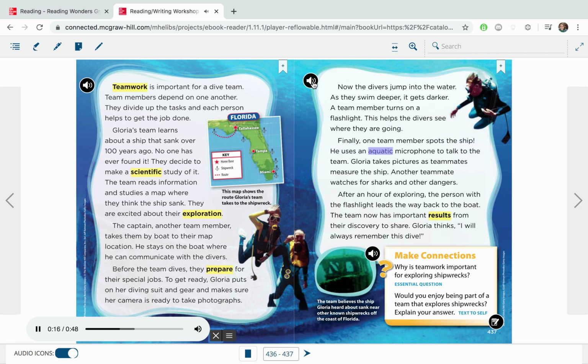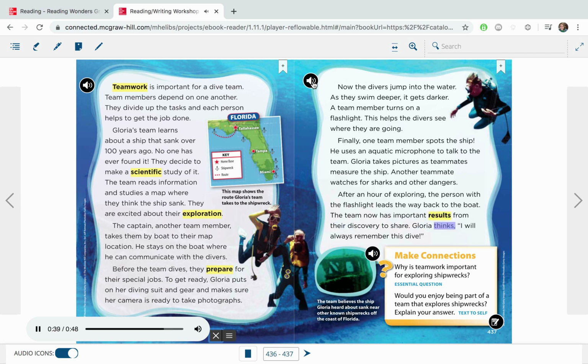He uses an aquatic microphone to talk to the team. Gloria takes pictures as teammates measure the ship. Another teammate watches for sharks and other dangers. After an hour of exploring, the person with the flashlight leads the way back to the boat. The team now has important results from their discovery to share.